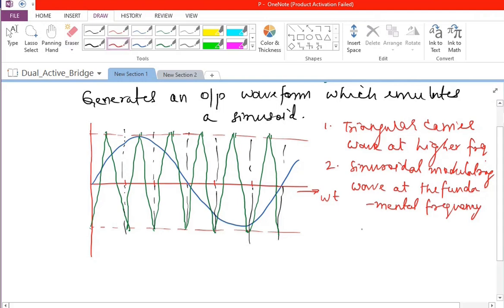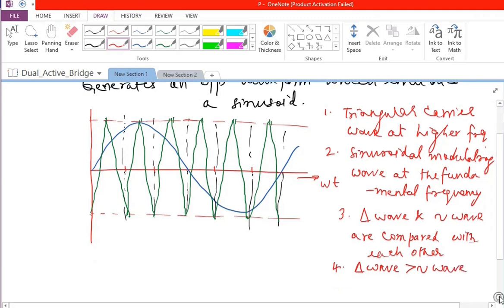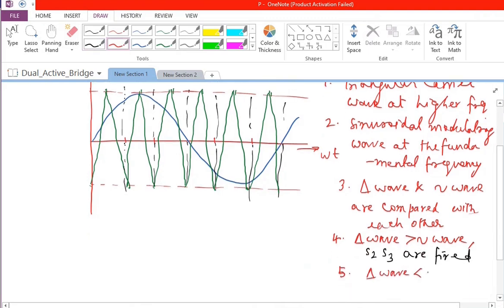Now, these two are compared with each other. So triangular wave and sine wave are compared with each other. So whenever we are going to have the triangular wave greater than sine wave, we are going to have a negative pulse, or we can say S2 and S3 are fired. So we are going to fire S2 and S3. Whereas on the other hand, if we are going to have a triangular wave smaller than, or its amplitude is smaller than sine wave, then we are going to have S1 and S4 fired. So let's look at this itself.